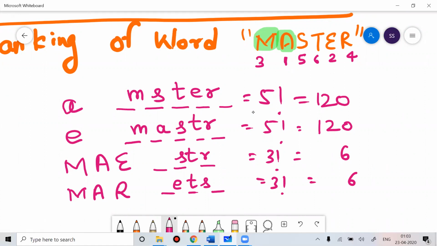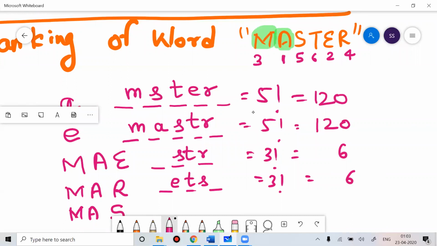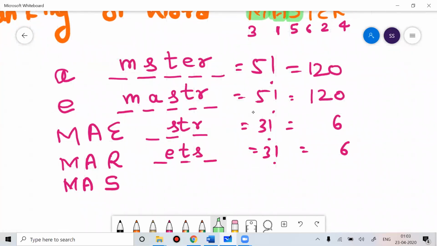Then after this, after MAR, what will come? After R, S will come. S will come, and you also want S only. Means you reach that. Okay. So after MAS, what letter will come?